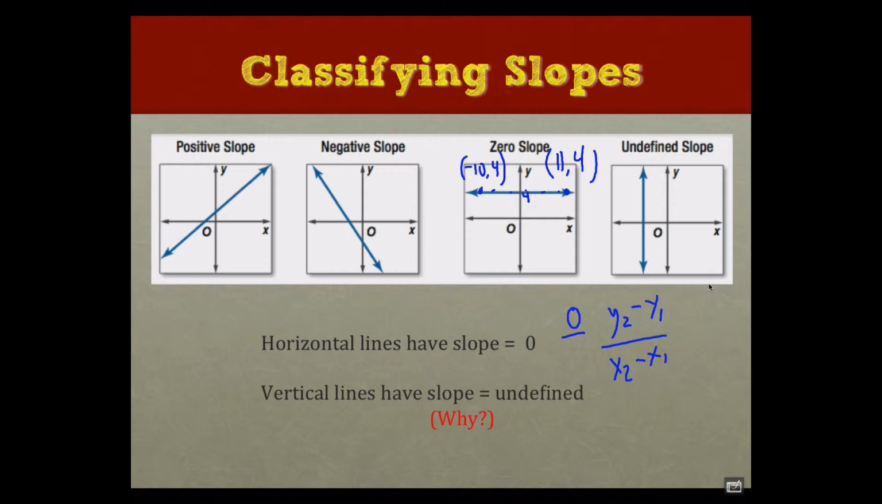Hold on, we're not done yet. There's no self-applause yet, buddy boy. What's x2? 11. What's x1? Negative 10. What's 0 over any number? 0. Beautiful.